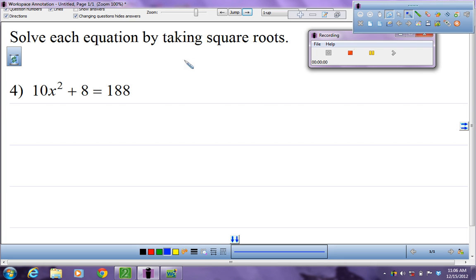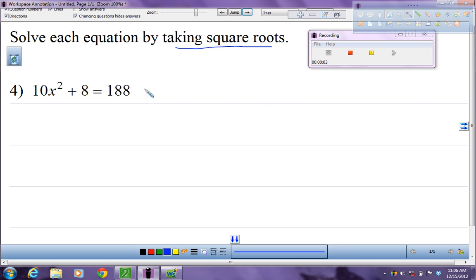Okay, this is another solve by taking the square roots. So again, you look at the left side to see if there's anything to simplify. You look at the right side, there's nothing to simplify, right? So I don't have to go forward and do the math. I'm ready to solve, so I can undo.